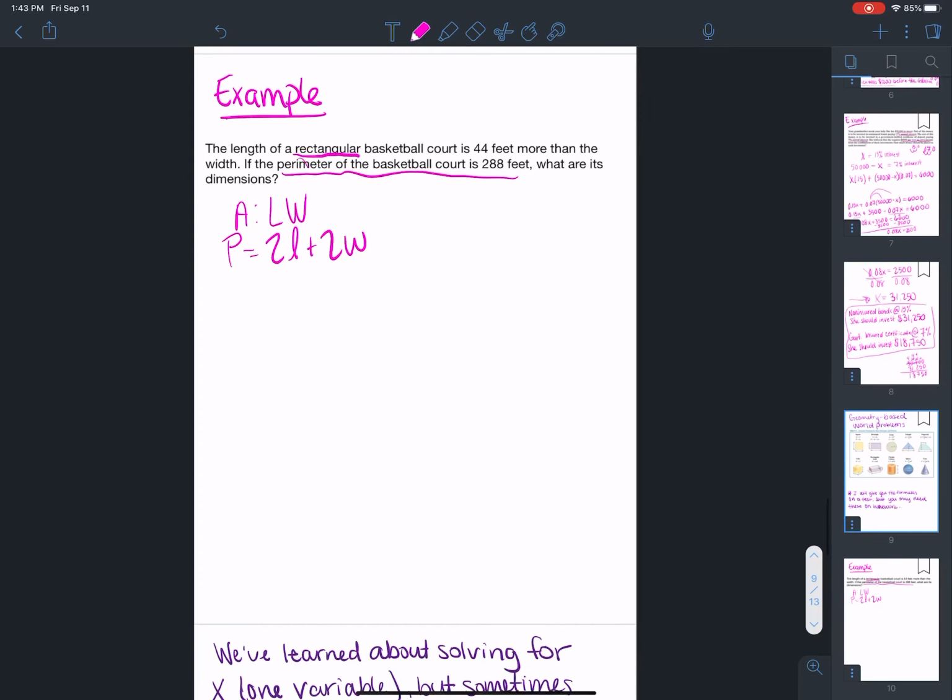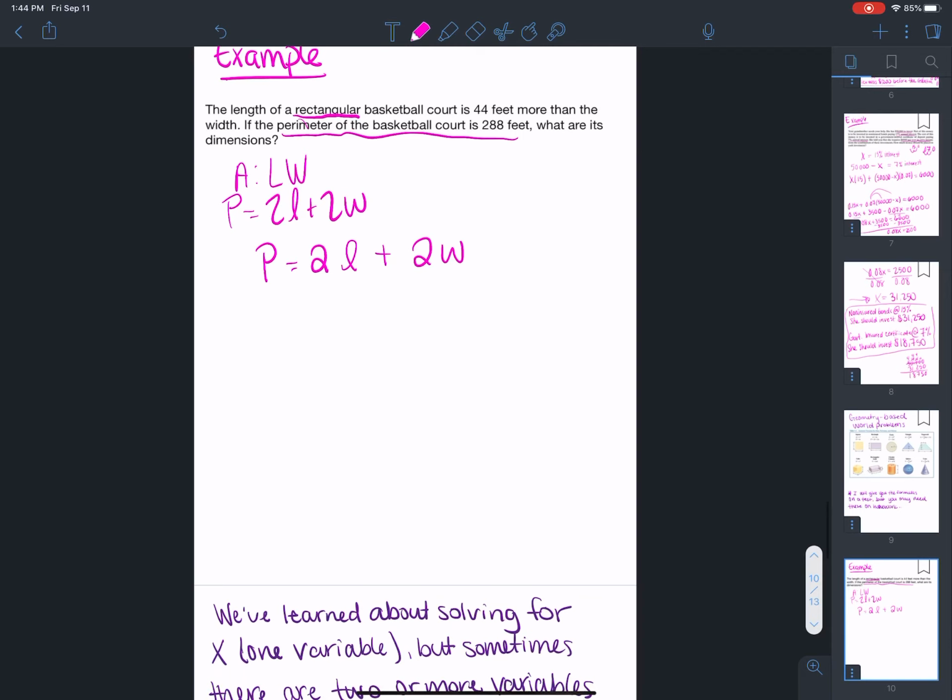So the formula for perimeter is 2 times L, which is your length, plus 2 times W, which is your width. P is your perimeter, which is 288 feet, equals 2L plus 2W. Okay, so now we have these two unknowns. Let's go back to the problem and see if we can simplify this any more.